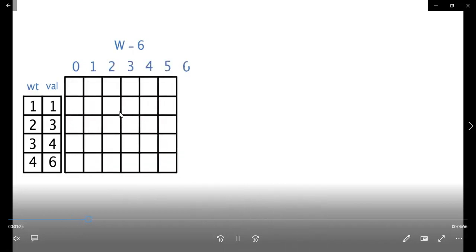So here you are going to see the number of columns, and there is from 0 to 6 because our maximum capacity is 6. So the number of columns will be 7, starting from 0, 0, 1, 2, 3, 4, 5, 6. And what will be the number of rows? We have 4 items. So 0, 1, 2, 3, 4, you will be having 5 rows.